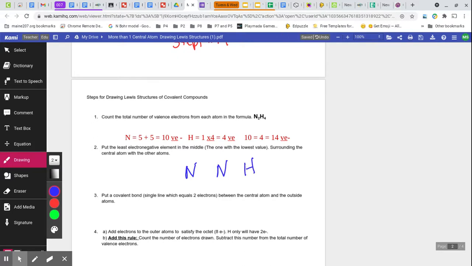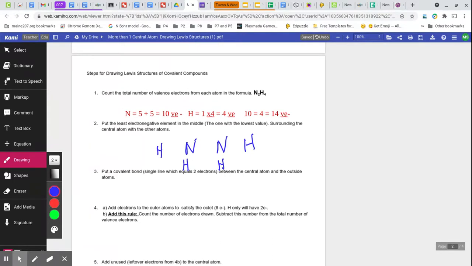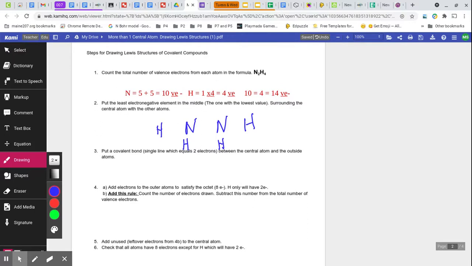So I'm going to give 2 to each nitrogen to be fair. Okay. And then it says put a covalent bond, which equals 2 electrons, between the central atom and the outside atom. So one there, and there. I'm also going to connect the middle atoms since there's more than one middle atom. Okay, whoops. Actually, we're supposed to show that below. So let me just undo, and draw it again down here. Okay, there we go. And I connect. Don't forget about this other guy down here. Recopy everything from the previous step and connect the middle atoms, okay?